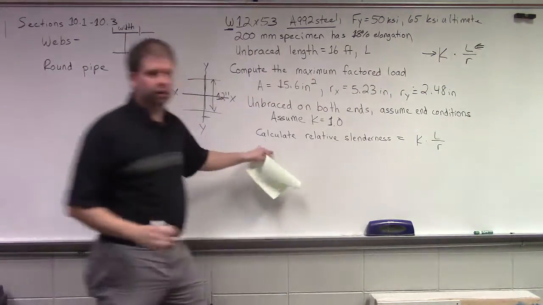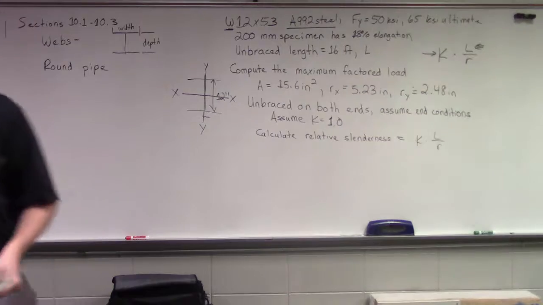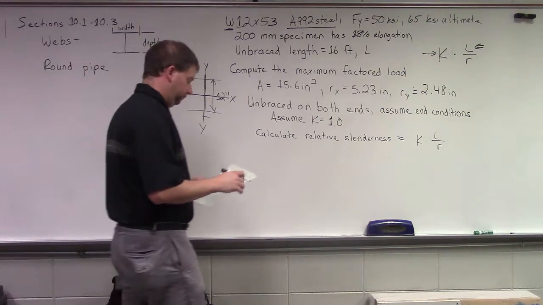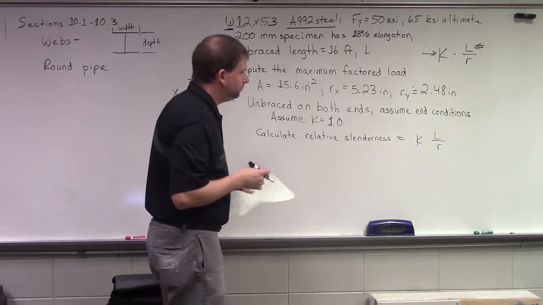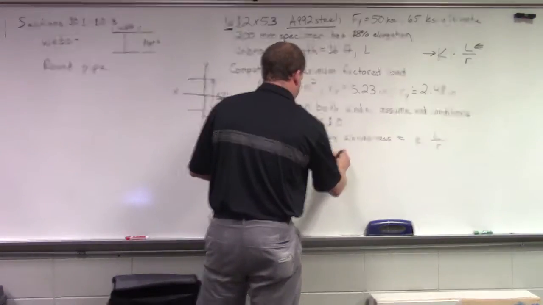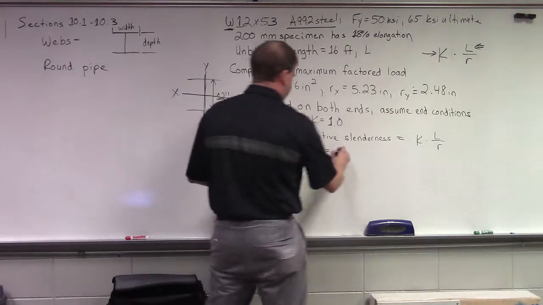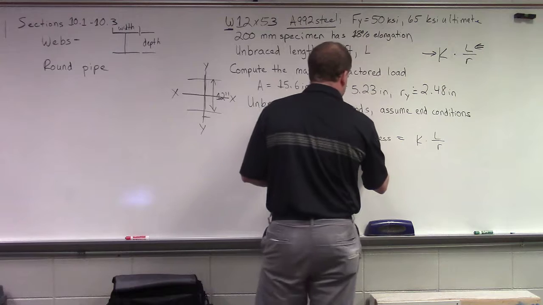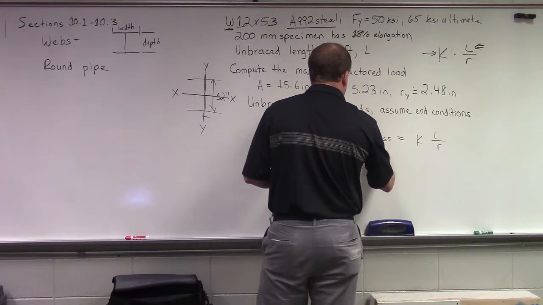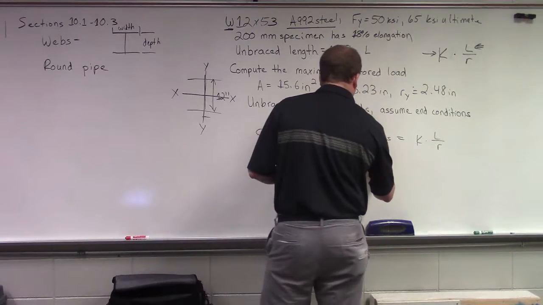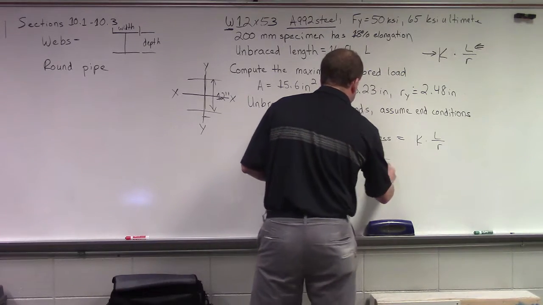Okay, so calculate your relative slenderness, K times L divided by r. So what's our K value? One. What's our L? 16 feet. What's our r? 2.48. So you divide, 0.48 inches. So times the feet.